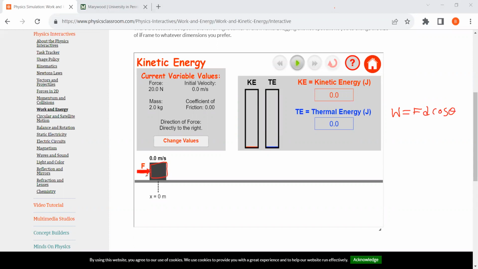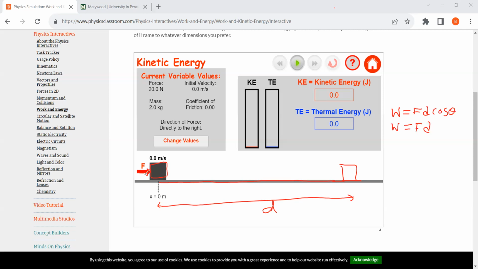Here you see that we have an object, and a force is applied. I didn't start it yet, so we are going to apply this force. It's now at 0 meter. If it changes its position, let's say it moved to somewhere here, that means it has some displacement d. Because the angle between the displacement and force is 0, the equation will be just Fd.